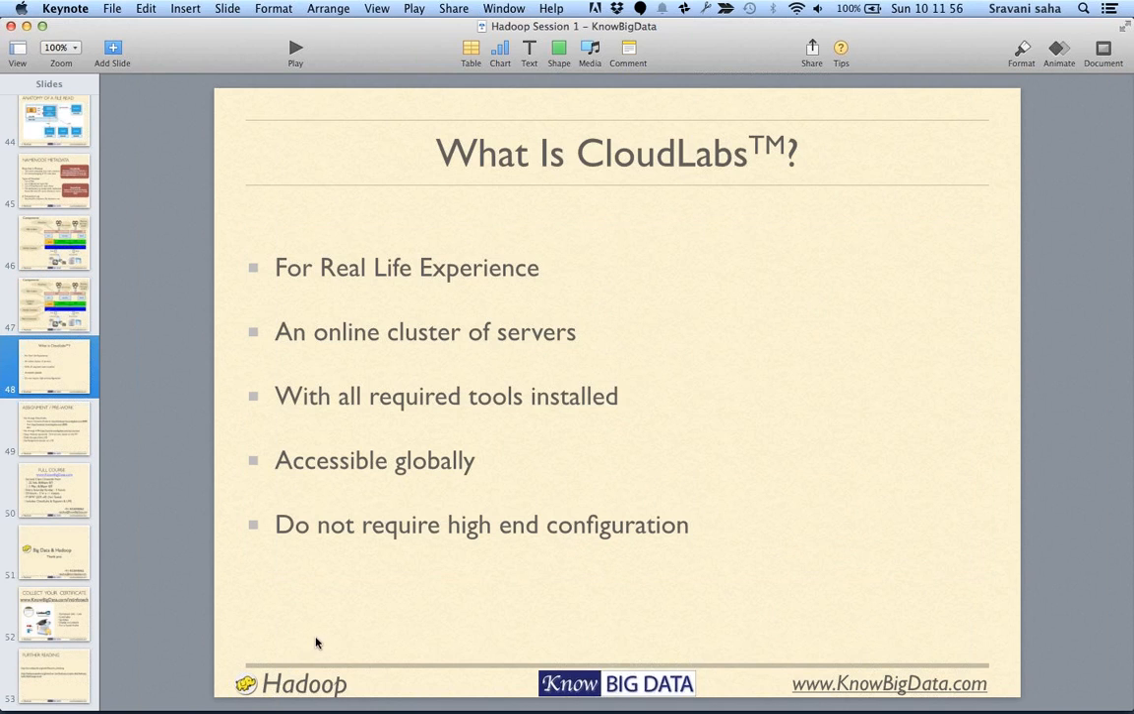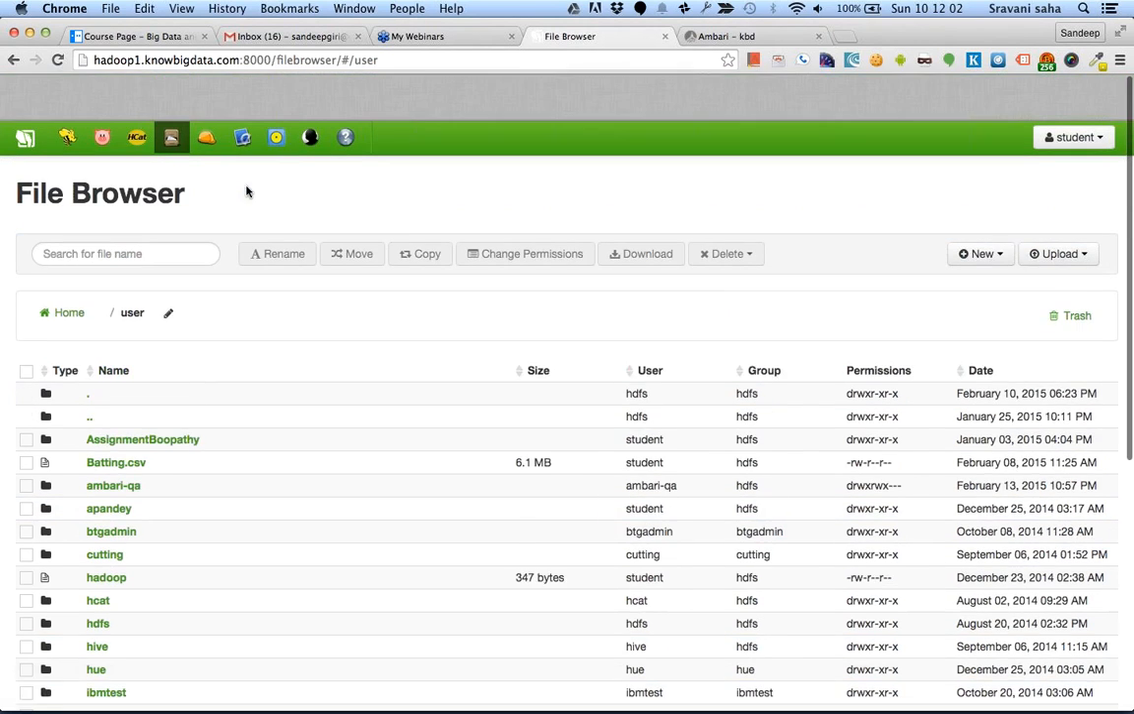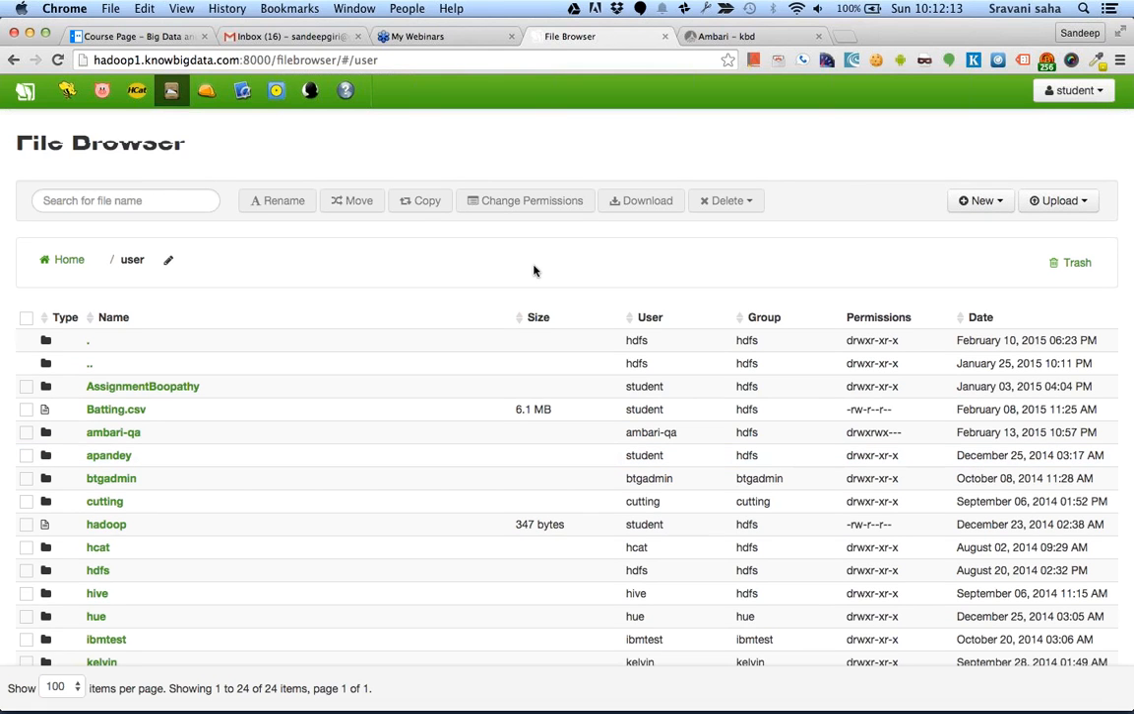Now we have got something called Cloud Labs. As I gave you a quick demo, this is basically our Cloud Labs where you will be free to do all kinds of experimentations continuously.